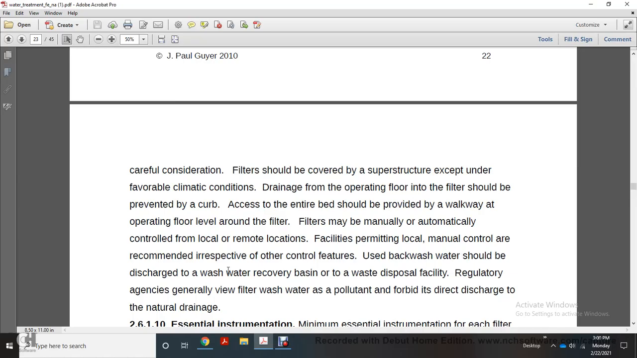Used backwash water should be discharged with a wastewater recovery basin waste to disposal facility. Regulatory agencies' general view of the filter wash water with the pollutant forbid it to direct discharge to the natural drainage.